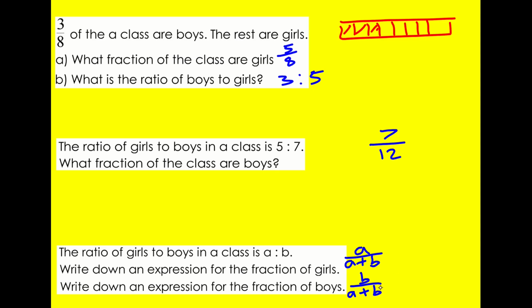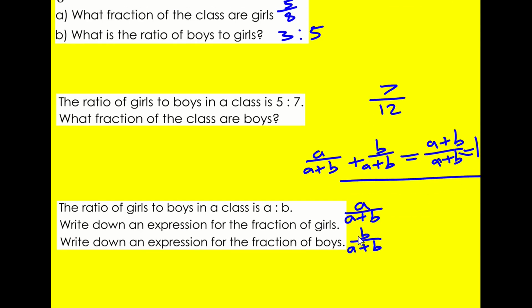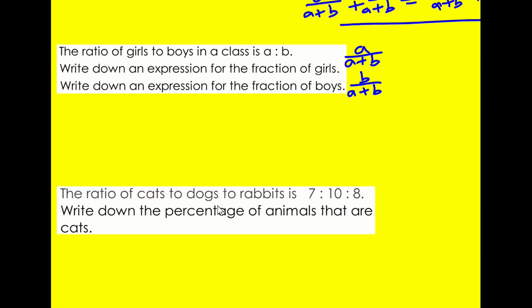If I was going to write the fraction of girls plus the fraction of boys, just for a bit of fun, then it would be this. Just introducing algebraic fractions, I add the numerators as normal and keep the denominators the same, and I get 1 because A plus B divided by A plus B has to equal 1. The fractions must equal 1. Okay, brilliant. All right, another one.